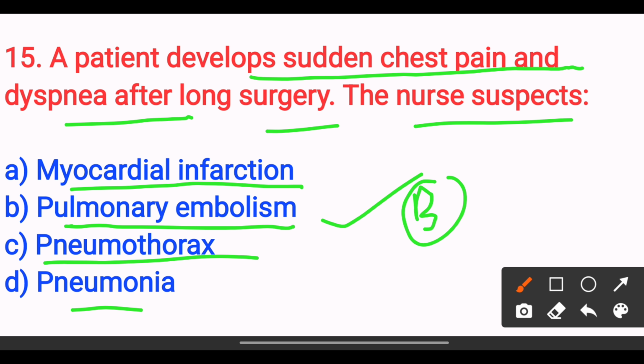Because post-operative immobility leads to DVT, deep vein thrombosis, and deep vein thrombosis leads to PE, pulmonary embolism. Sudden chest pain, dyspnea, and tachycardia are the classical signs. So the answer is option B.